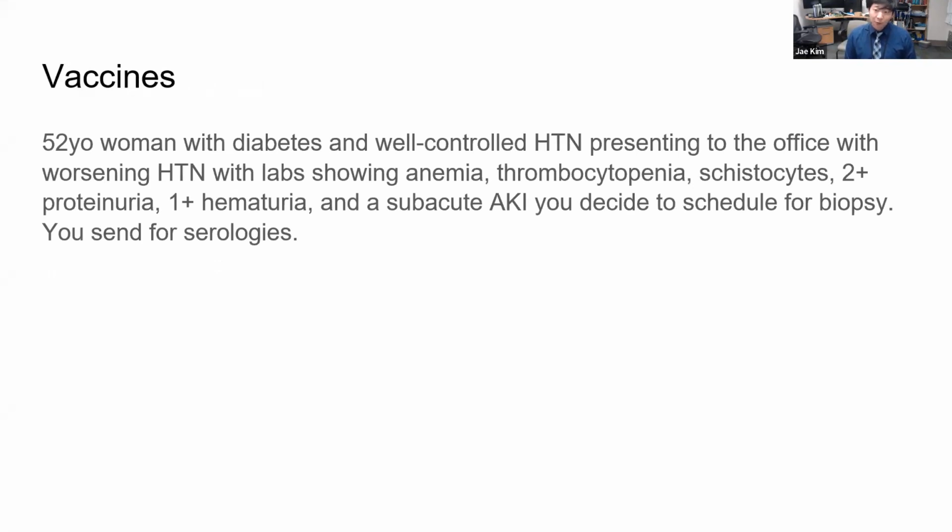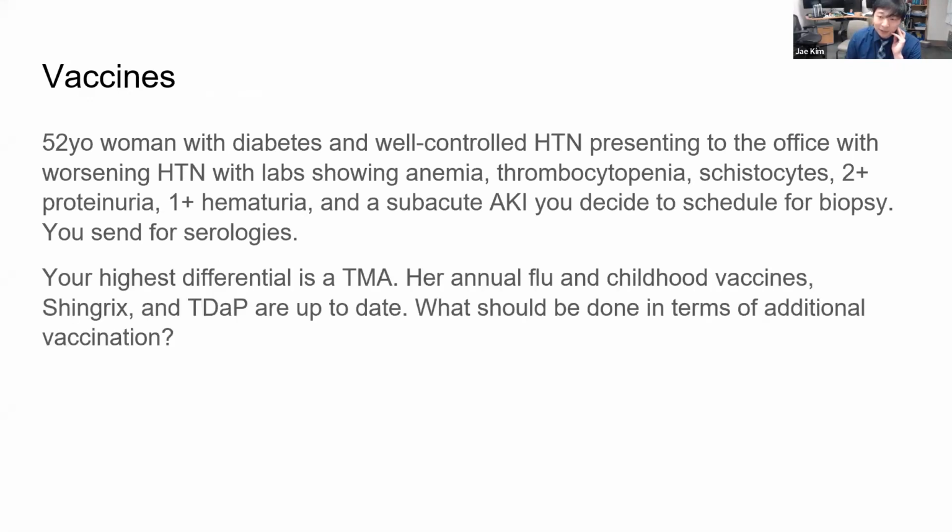A 52-year-old woman with diabetes and well-controlled hypertension is presenting to the office with worsening hypertension with labs showing anemia, thrombocytopenia, schistocytes, 2+ proteinuria, 1+ hematuria, and a subacute AKI. You decide to schedule for biopsy. You send for serologies. Your highest differential is a TMA. Her annual flu and childhood vaccines, Shingrix, and Tdap are all up to date. What should be done in terms of additional vaccination?